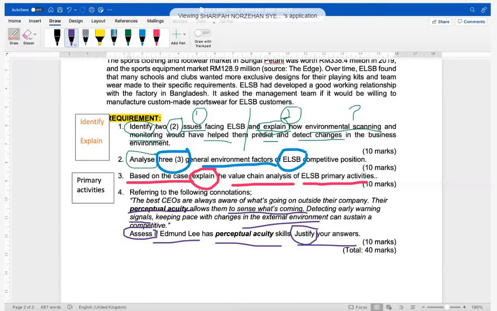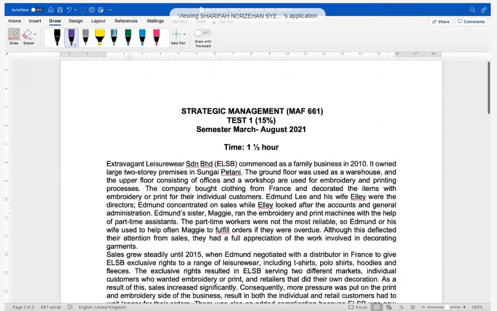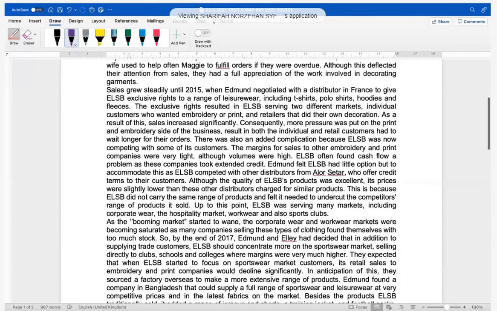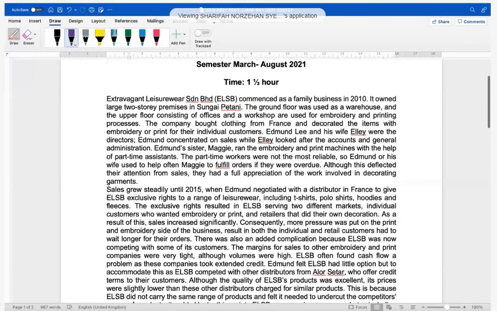So tak payah fikir lebih-lebih. Apa yang ada dekat case, that's it. Kalau tak ada dekat case, forget about it. Don't think too much. Just think within this particular case given to you. Once you have identified all that, then you start reading your cases. I know it's a long case, but to help you in actually understanding, kita buat interesting sikit. Alright?